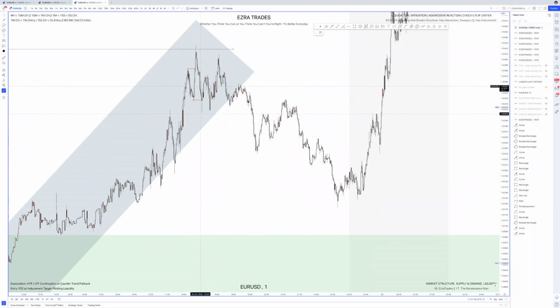Now, at the same time, we have a demand here. Price could probably hold up from here. We're still waiting to see what's going to happen, right? Then we fail to make a new high and then we take out this low, right? So now we know that the 1 minute is shifting bearish.